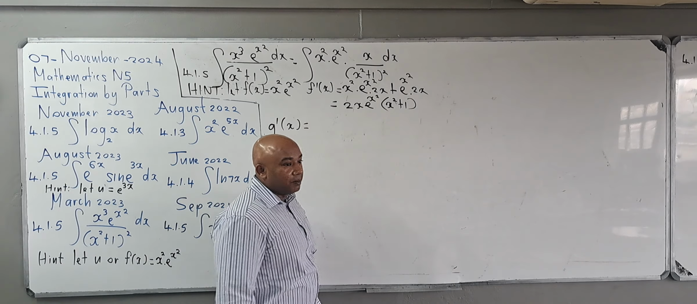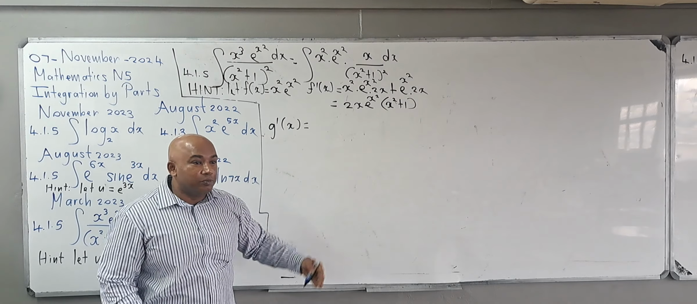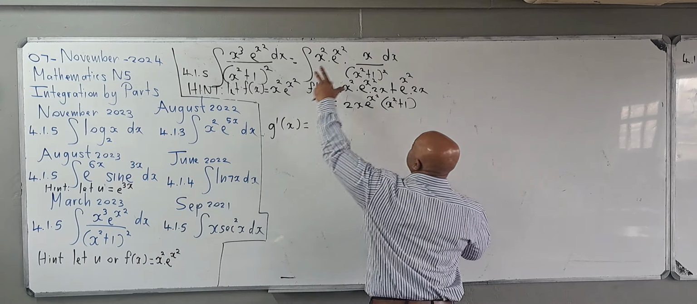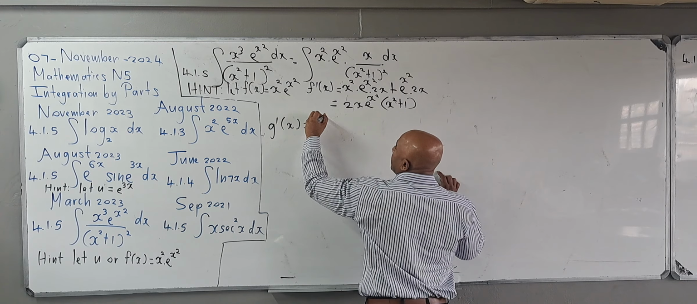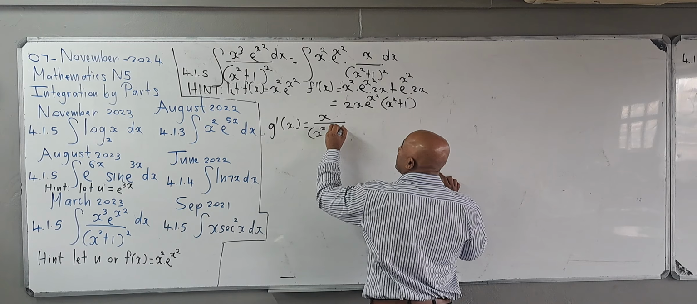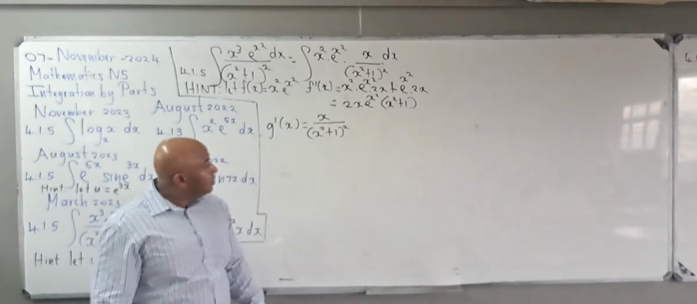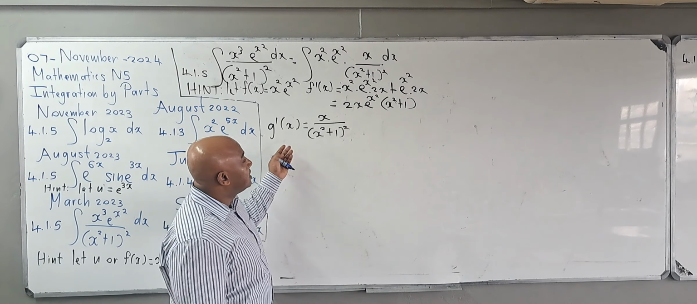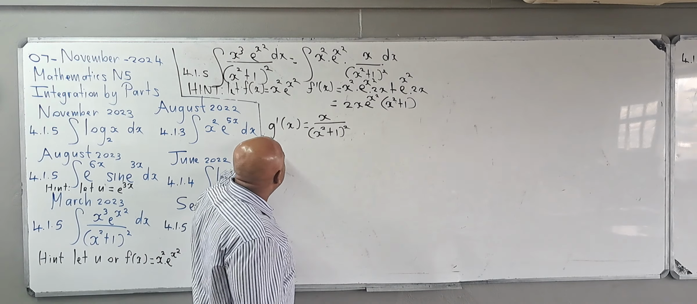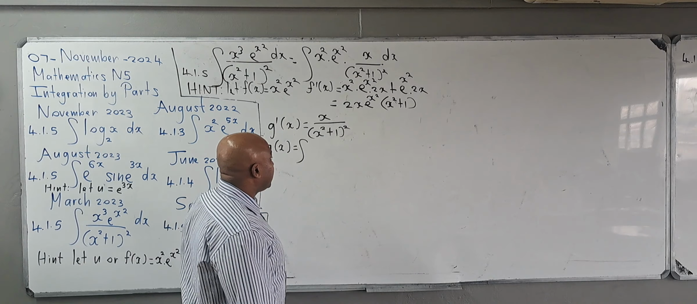Remember this integration by parts. If this is f of x, that means the other part has to be g prime x. So g prime x is this part here, which is x all divided by x squared plus 1 all squared. You're clear with that? So g prime x means that this is an answer to a differentiation problem. So I need to get g of x. That means I need to integrate this.